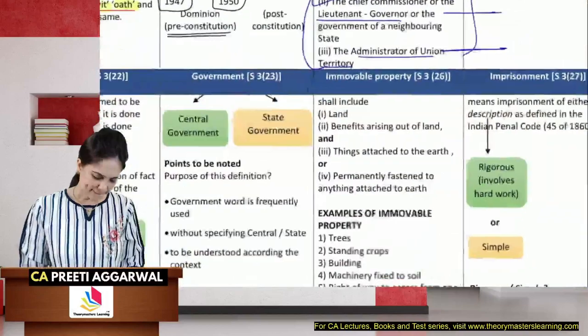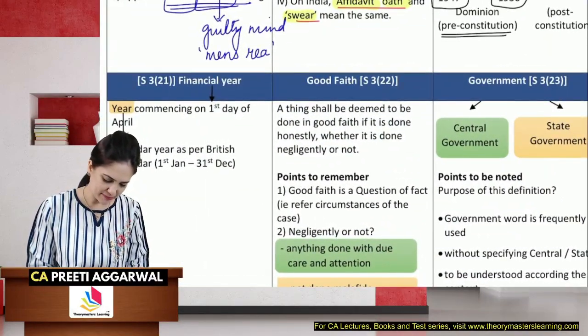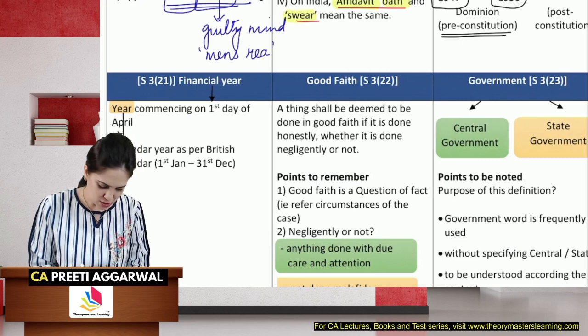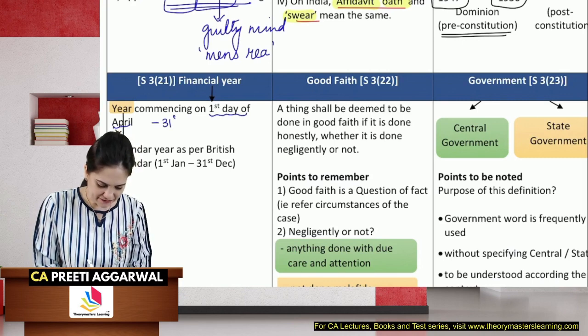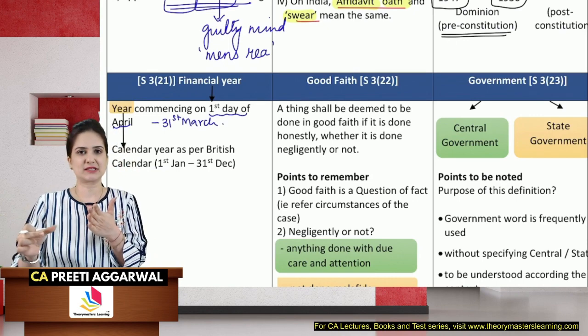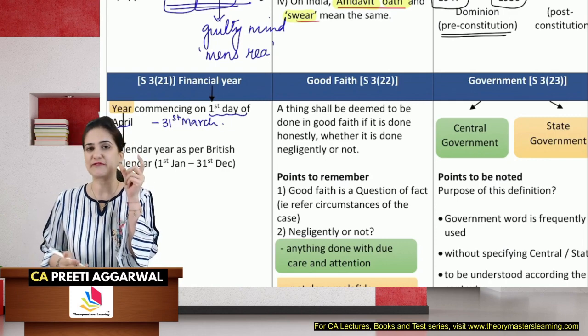All right. Then we have the meaning of the word financial year. Financial year means the year which commences on the first day of April and ends on the 31st of March. It covers a period of 12 months.